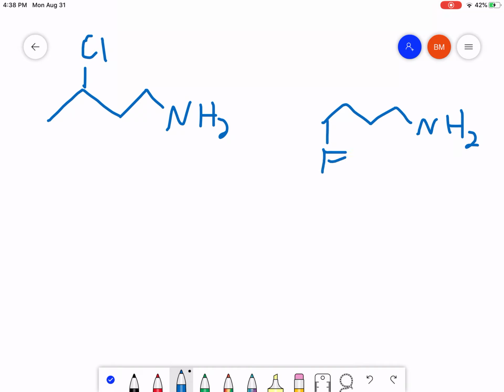All right. This one's pretty similar to the last one, except our electronegative atoms are not the same, right? In one case we have a Cl, in one case we have an F. If we draw the conjugate bases, they look like this.